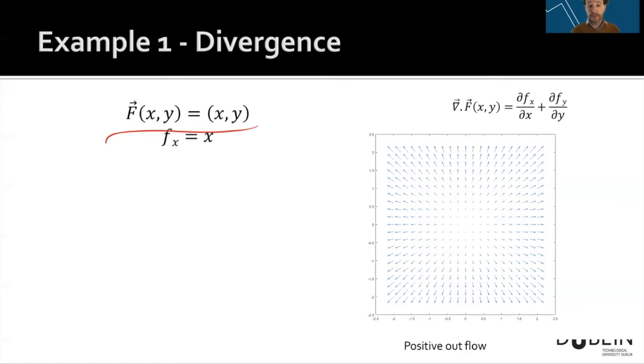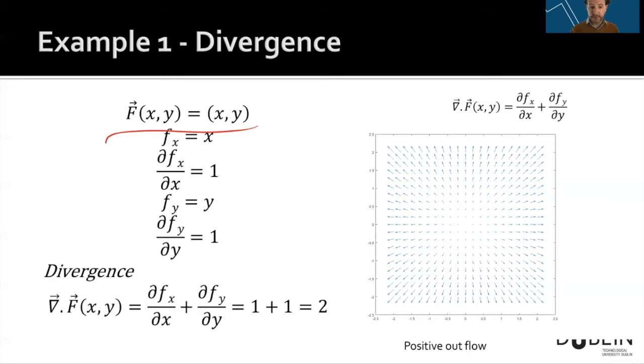First, we get dF/dx. Fx is x, and we differentiate with respect to x, which is just 1. Our y component is just y, and we differentiate that with respect to y, which is 1. And we get our answer. The divergence is 1 plus 1, which is 2. And that means it's positive, so it's an outflow. It's expanding.